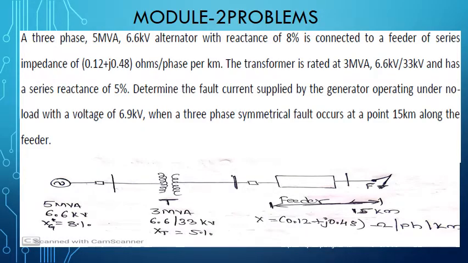So this is the problem statement for the given network. A three-phase 5 MVA 6.6 kilovolt alternator with a reactance of 8% is connected to a feeder of series impedance of this much value. The transformer is rated at 3 MVA 6.6 kilovolt / 33 kilovolt and has a series reactance of 5%.